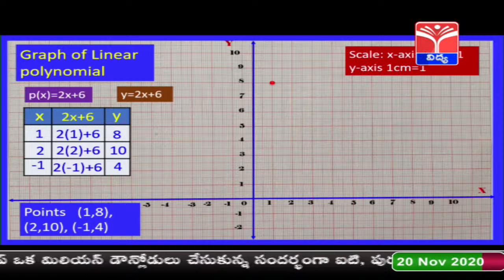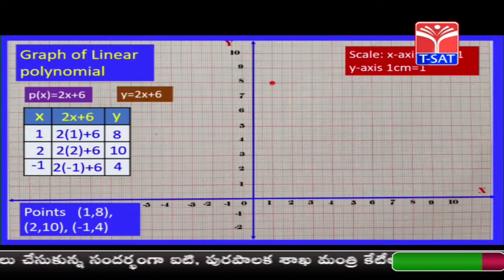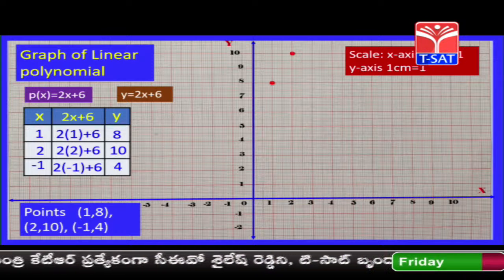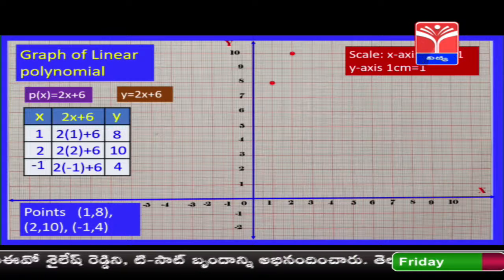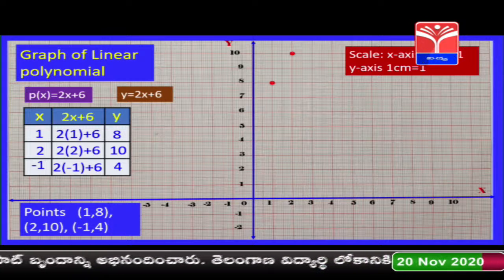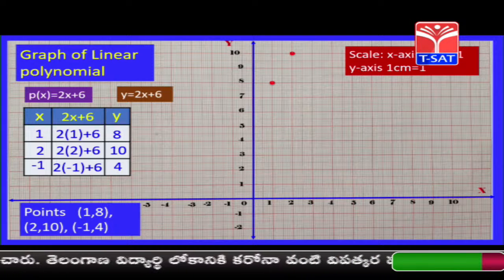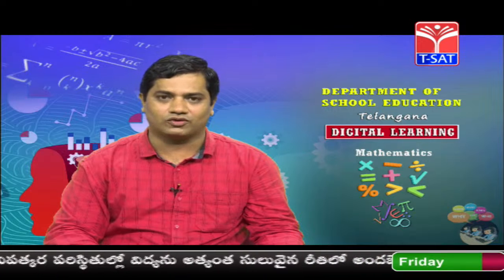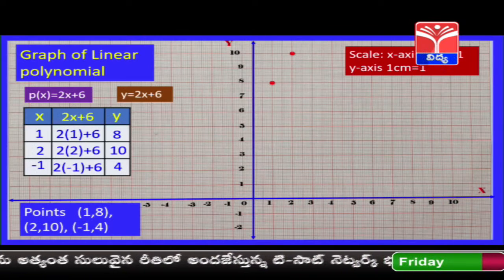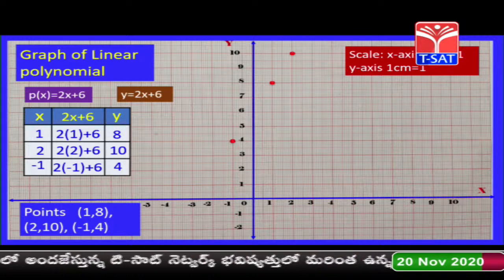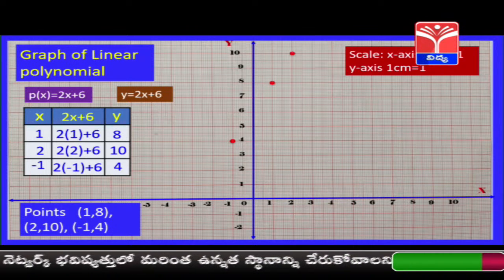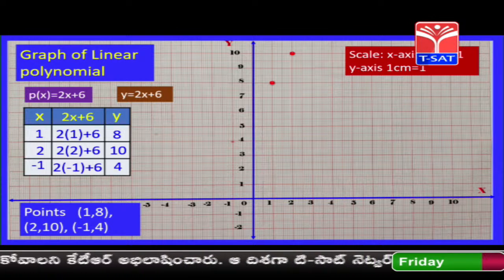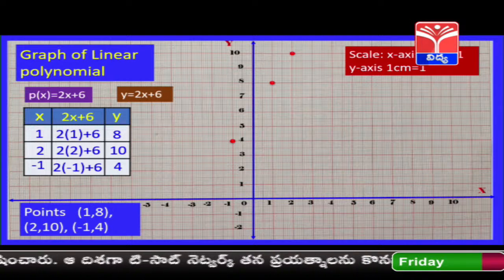Like that, plot the second point, 2 comma 10. Now where is it located here? 2 should be considered on the x-axis and 10 should be considered on the y-axis, that is 2 comma 10. Okay. Now try to plot the third point, minus 1 comma 4. Minus 1 on the negative side of the x-axis and 4 on the y-axis. The intersection of these two is minus 1 comma 4.